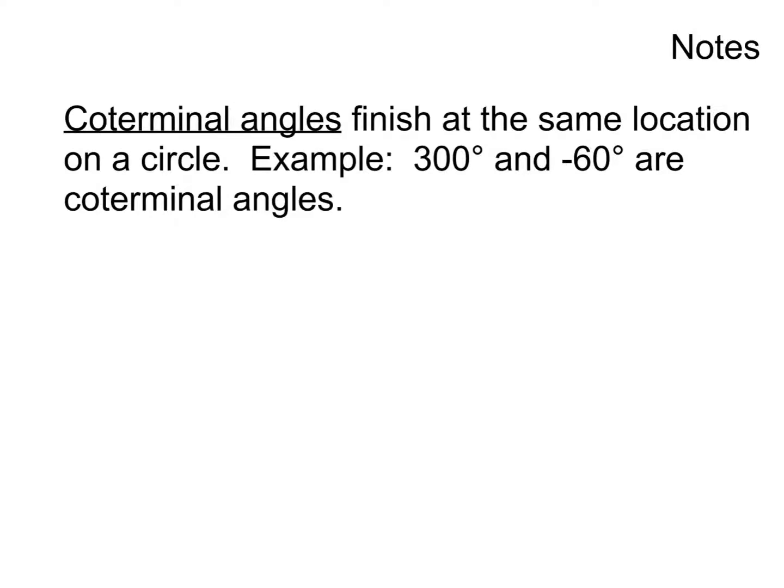So you've got coterminal angles in your notes now. Now, a little bit of detail about this that we can get out of it. First of all, the 300 degrees and our negative 60 degrees. How far apart are they? Yep. They are 360 degrees apart.